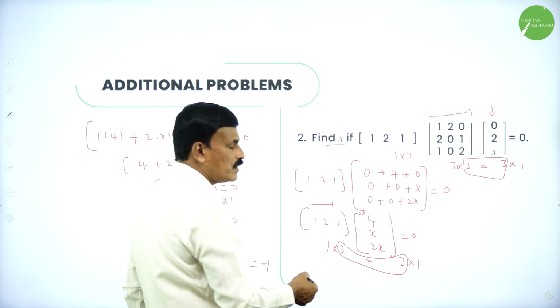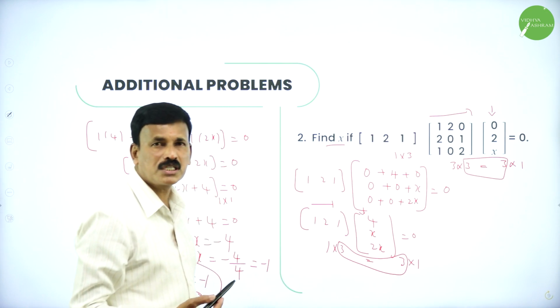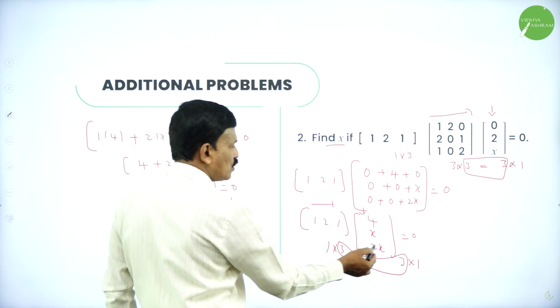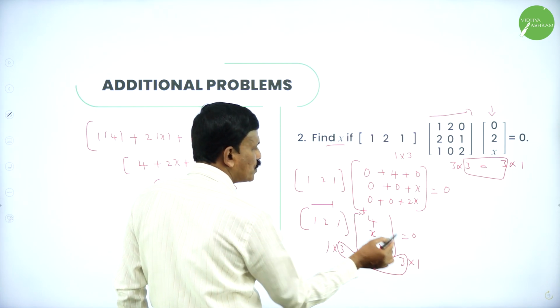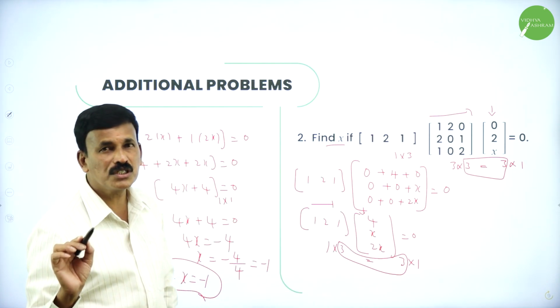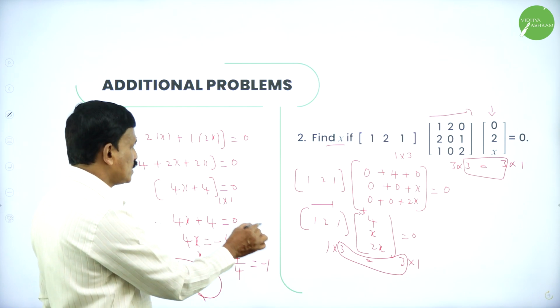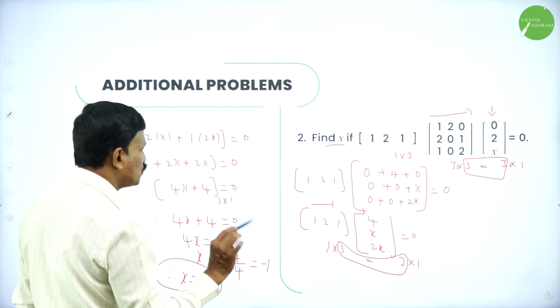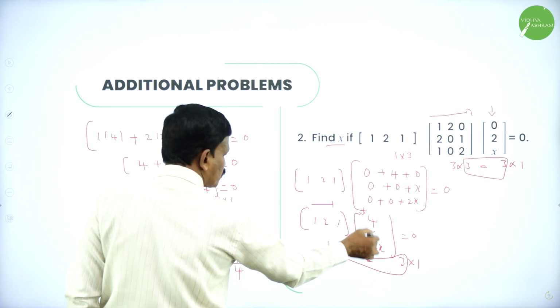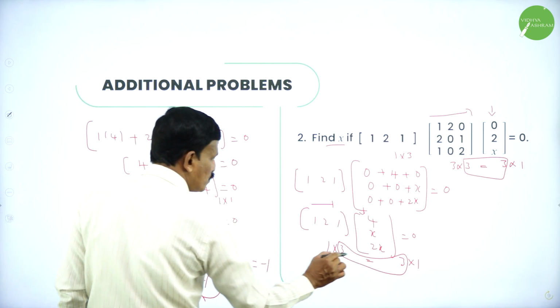Now multiply these two matrices. Check whether it is possible to multiply it or not. 1 row 3 columns, 3 rows 1 column, these two are equal, and you are going to get a matrix of order 1 row and 1 column. This is very important, keep it in mind. The final matrix you are going to get is of order 1 row 1 column. Don't get confused. So only 1 row and 1 column is there.